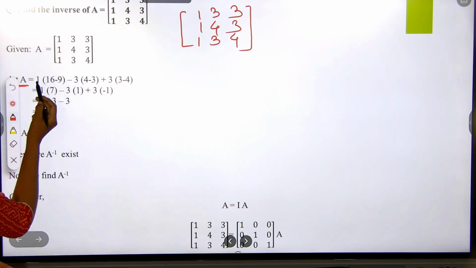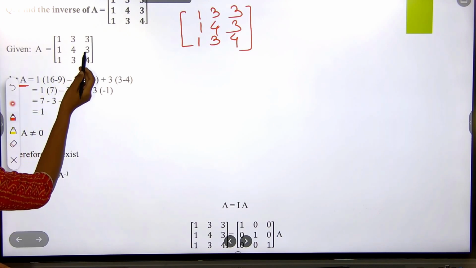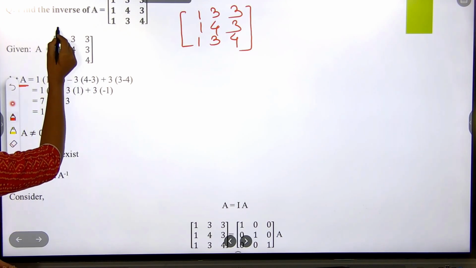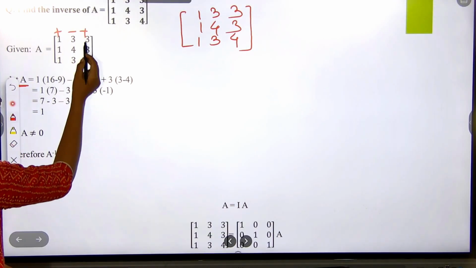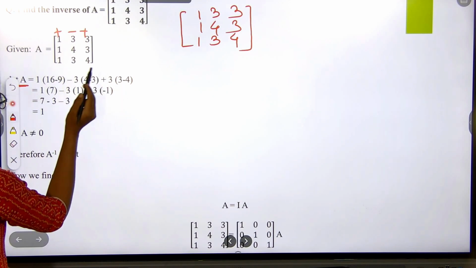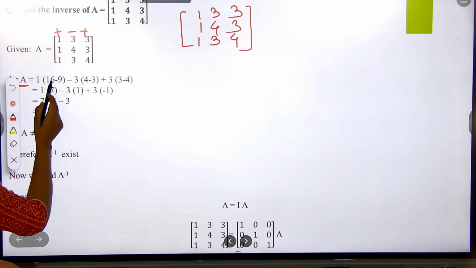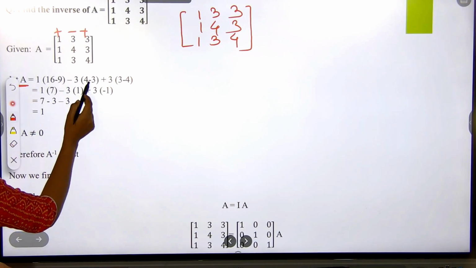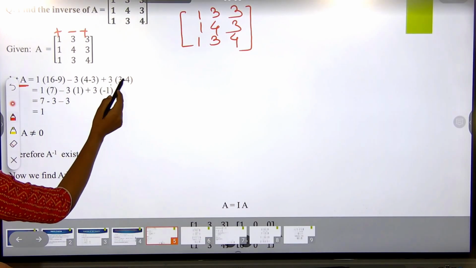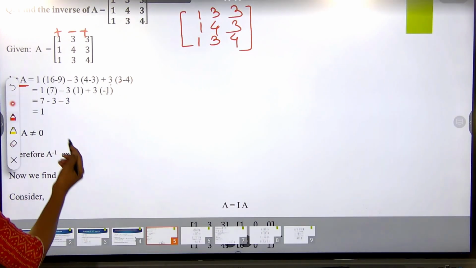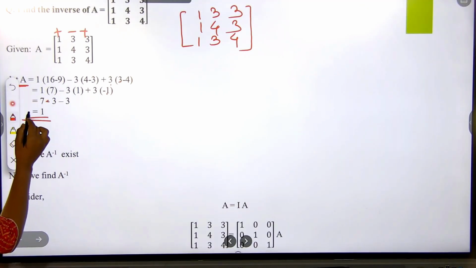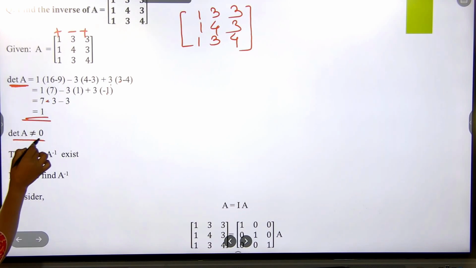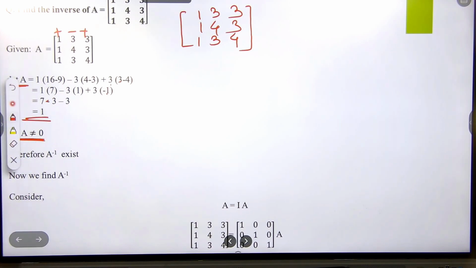So here the determinant is 1 into (4 4s are 16 minus 3 3s are 9), minus 3 into (4 minus 3), plus 3 into (3 minus 4). So it is equal to 1 into (16 minus 9 is 7), minus 3 into (4 minus 3 is 1), plus 3 into (3 minus 4 is minus 1). Then it is equal to 7 minus 3 minus 3. So it is equal to 1. Therefore determinant is equal to 1, which is not equal to 0. Therefore A inverse exists. Now we find A inverse.